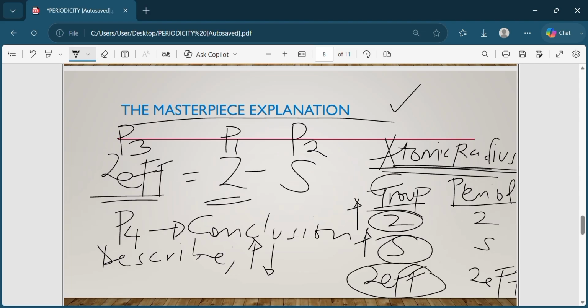Effective nuclear charge is seen to decrease. Why? Because we are now having the screening effect outweighing nuclear charge. Always, that is for a group. That is the understanding, for any group that you'll be seeing.